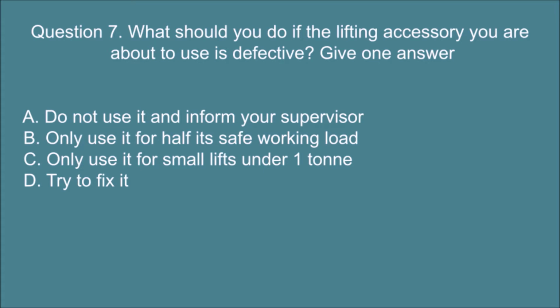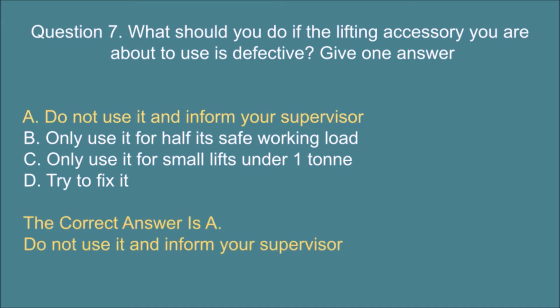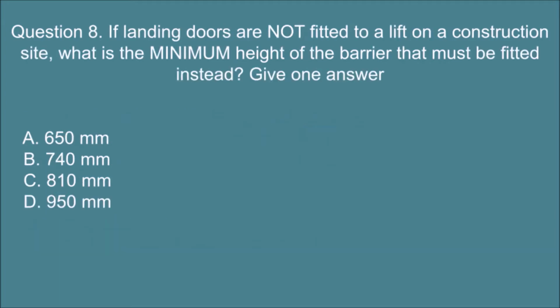Question 7. What should you do if the lifting accessory you are about to use is defective? Give one answer. A. Do not use it and inform your supervisor. B. Only use it for half its safe working load. C. Only use it for small lifts under 1 ton. D. Try to fix it. The correct answer is A. Do not use it and inform your supervisor.